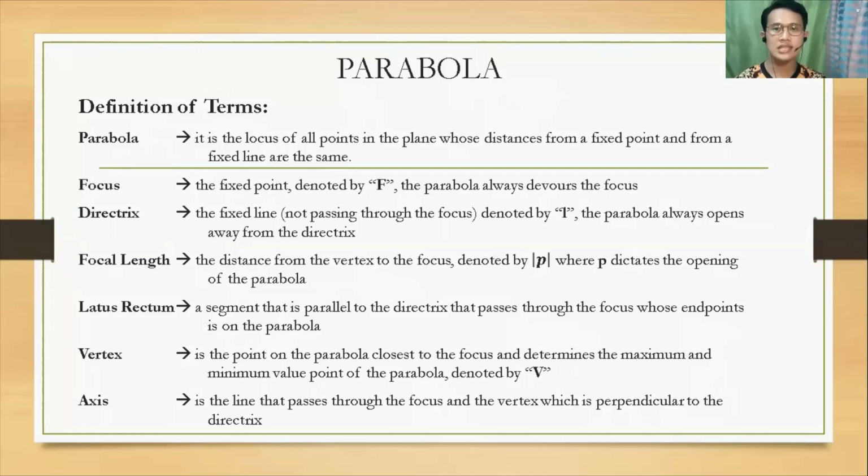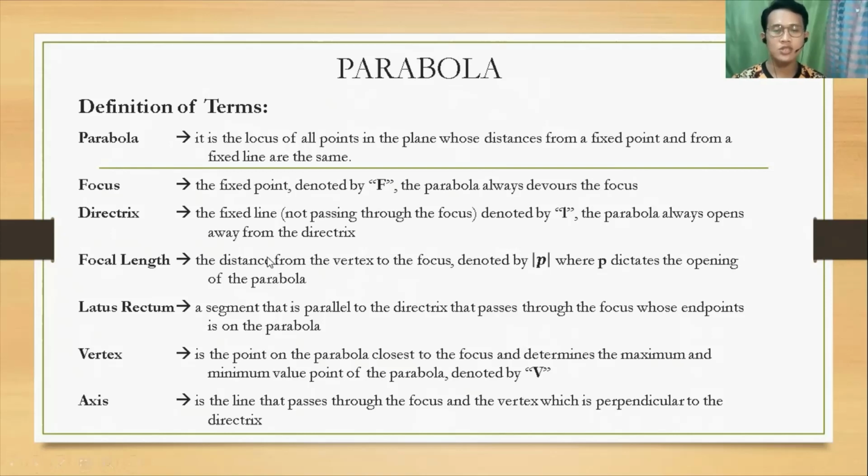Parabola is the locus of all points in the plane whose distances from a fixed point and from a fixed line are the same. So the fixed point is what we call the focus, and the fixed line is what we call the directrix. Focus, which is the fixed point denoted by big letter F, the parabola always devours the focus, which means it's always within the parabola. So the focus and then the parabola should be going down.